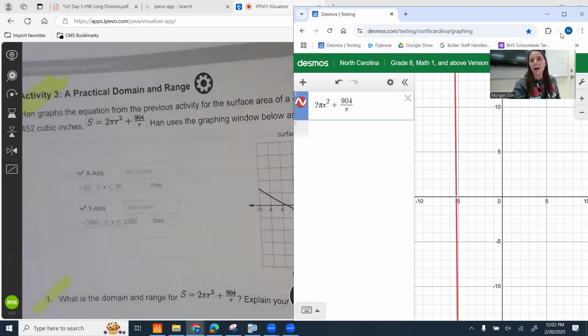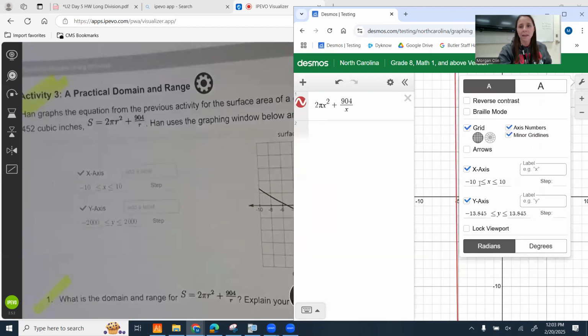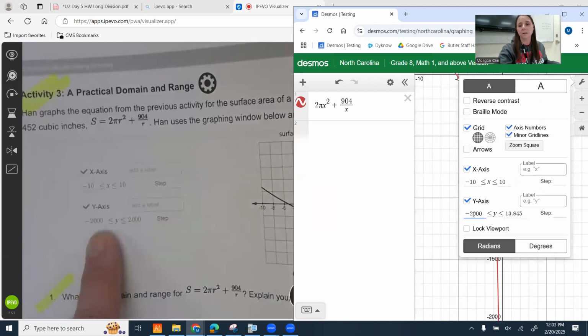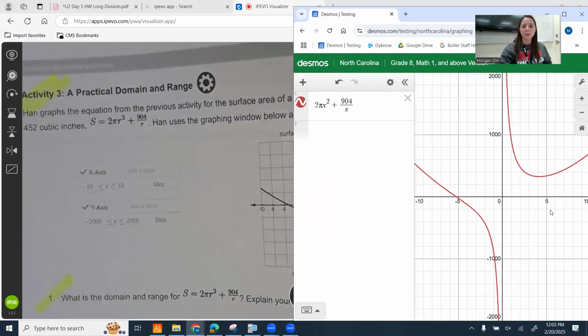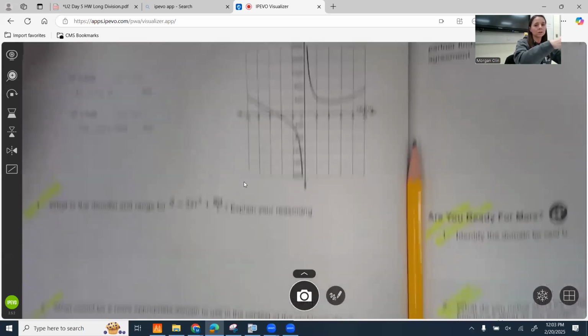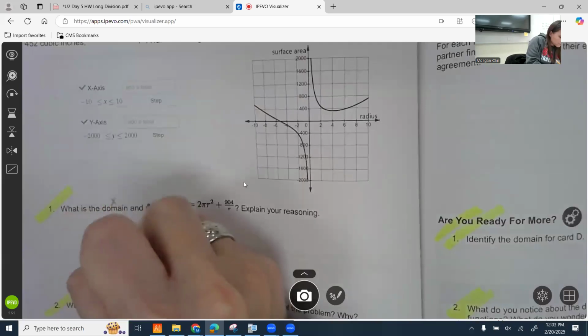Now if I want to change my window, I go to this wrench right over here. And then my x's, they ask for it to be negative 10 to 10, and here they ask us to do negative 2,000 to 2,000, like that. Doesn't that look like the graph that they have on our paper right here? And it does. So now the question is, what is the domain and range? Well, remember, domain stands for X, range stands for Y.